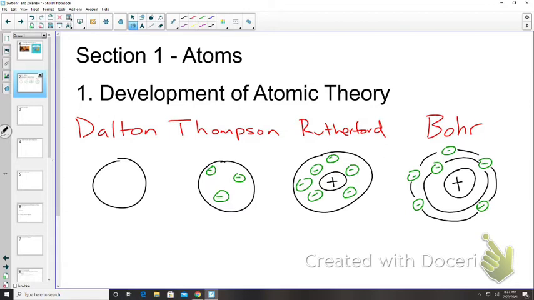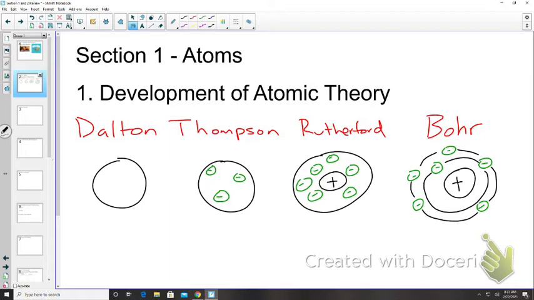Make sure you are able to identify the structure to the scientist. That is really important, and that will be tested on. So make sure you know that. Good. Any questions with that one?